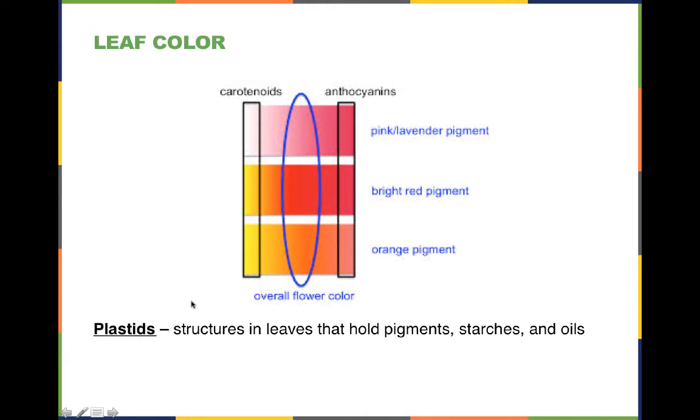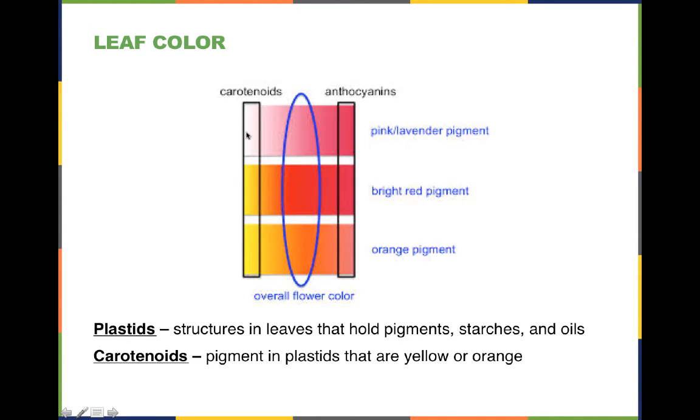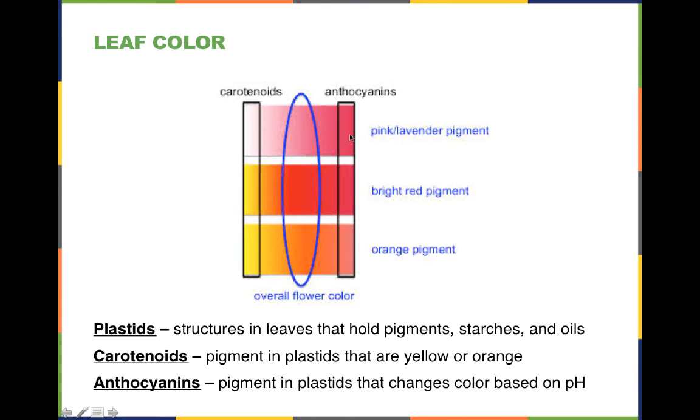The structures in the leaves that hold these sorts of pigments are called plastids, and the carotenoids are present in all the leaves even when they look green, and it's the disappearance of chlorophyll that allows for these other colors to come through. And as I said, the anthocyanins are in this area with red, pink, orangey kind of pigment on this side.